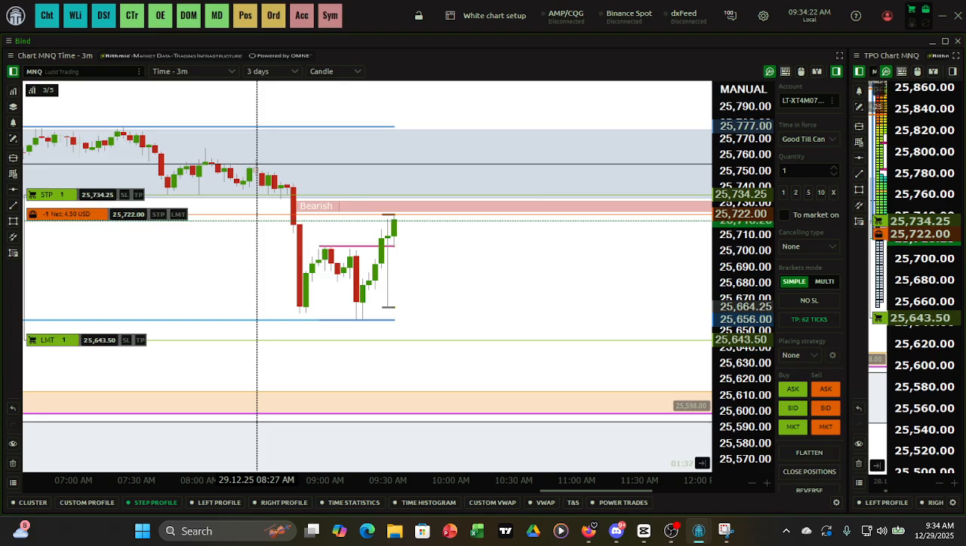So now we've got to see if we can get this stack to push it back down through Globex. And that's why I didn't rush, guys, because it came right back up into that stack. It gave me another opportunity there.